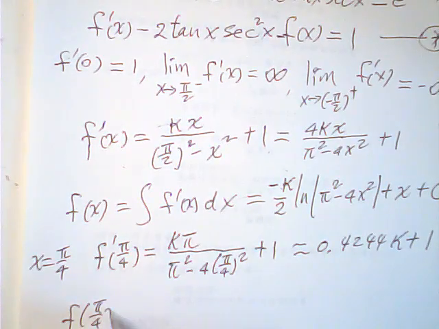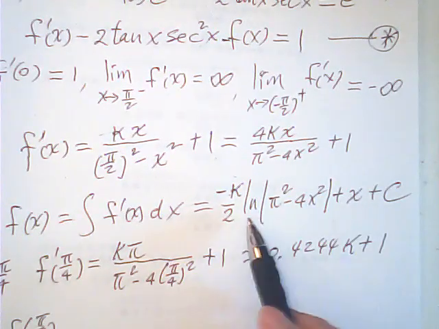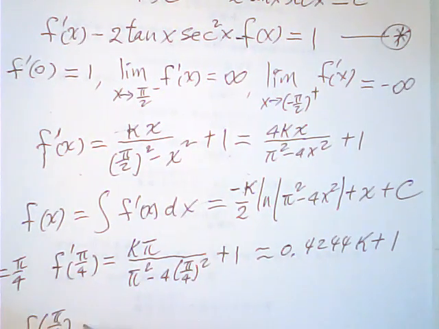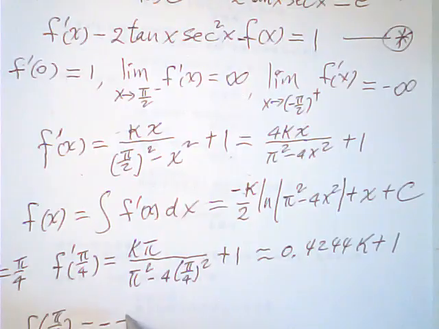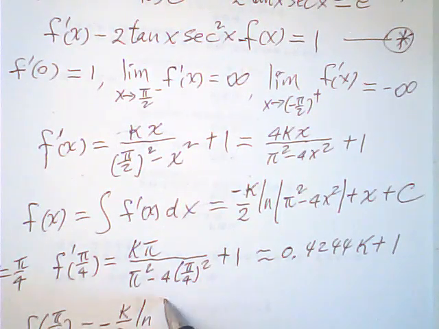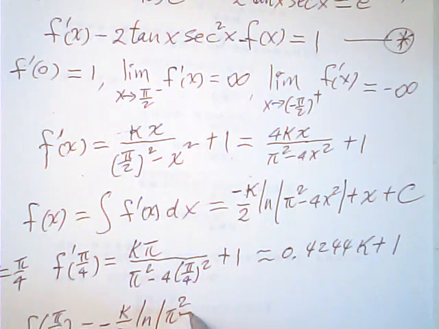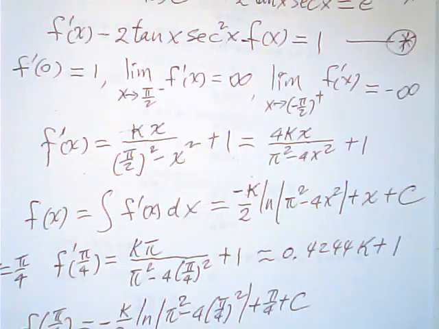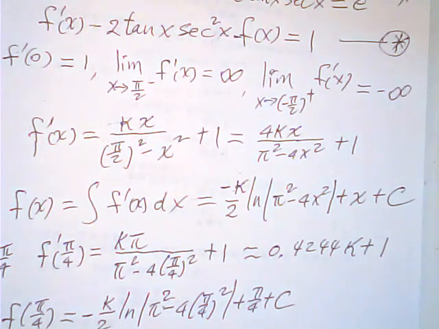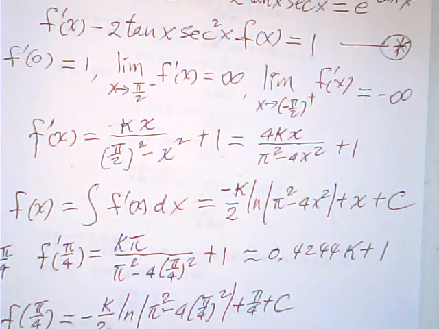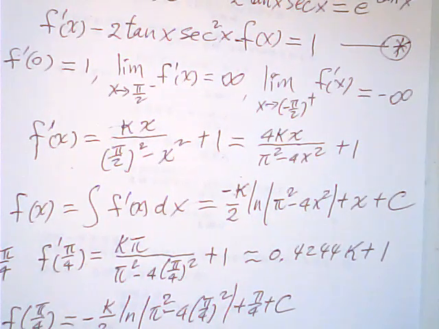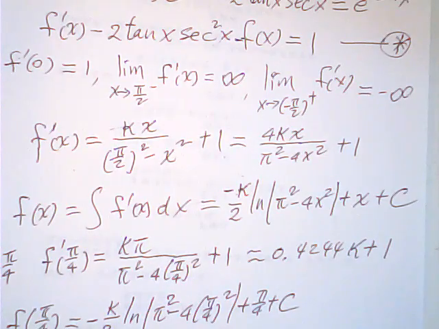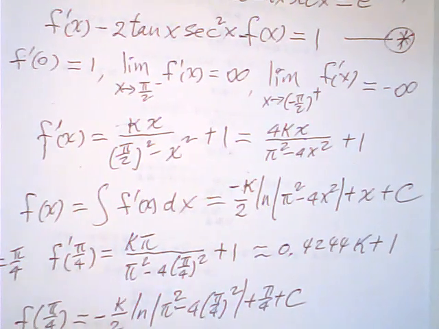Now then I can find f of a quarter pi by plugging the value of quarter pi there. I find this is equal to negative k over 2 natural log of pi square minus 4 times quarter pi square, plus quarter pi, plus c. Very good. Then I plug these two values into my star equation.